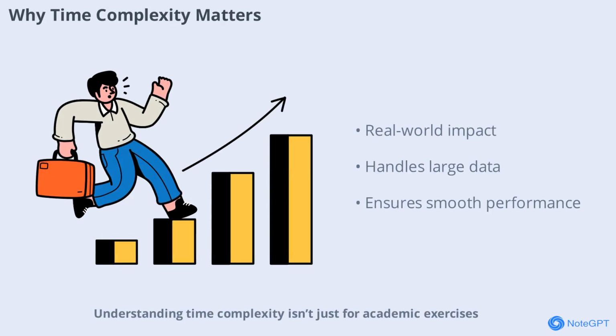Understanding time complexity isn't just for academic exercises. In real-world applications, choosing an efficient algorithm can mean the difference between a program that runs smoothly and one that grinds to a halt. For example, a search engine needs to process millions of queries quickly. If the underlying algorithms are inefficient, users will experience delays. That's why developers and engineers always consider time complexity when designing systems, ensuring that their solutions can handle large amounts of data without slowing down.